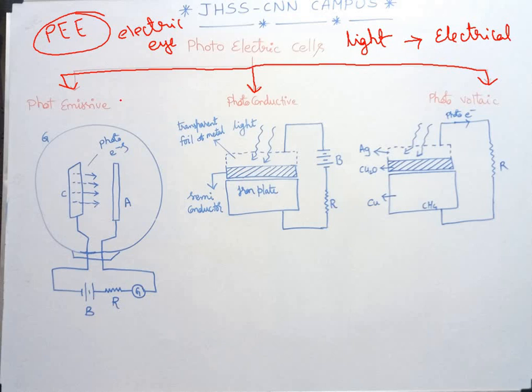The first one is photoemissive, the second one is photoconductive, and the third one is photovoltaic. So let's start with the photoemissive cell. Okay, first one, you can notice the figure there. It consists of the following parts.